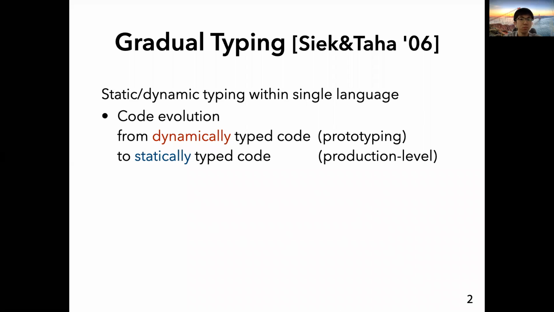Gradual typing combines static and dynamic typing within a single programming language to obtain the advantages of both approaches. Gradual typing enables code evolution from dynamically typed prototyping code to statically typed production-level code.